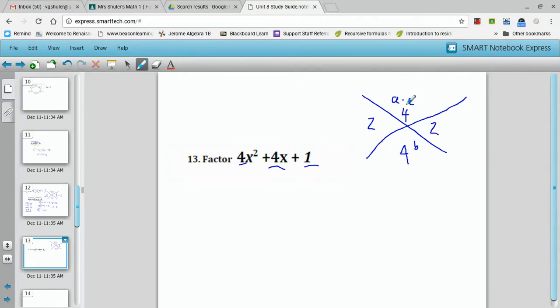Now the last term, this was step 1. This was step 2. We need to divide by our a term.